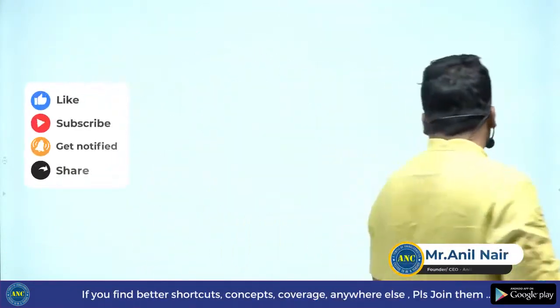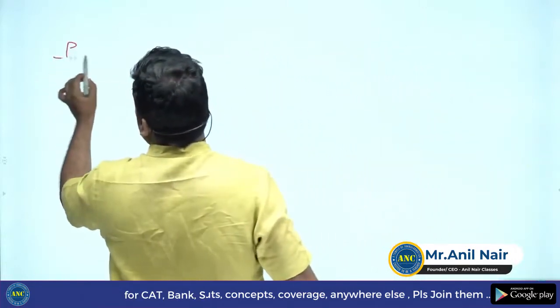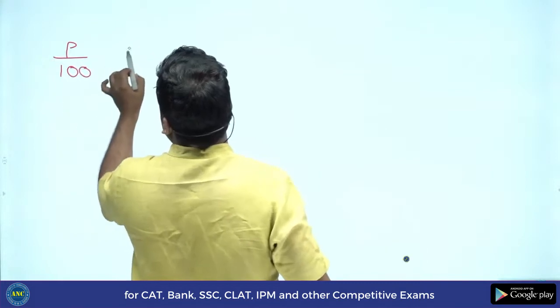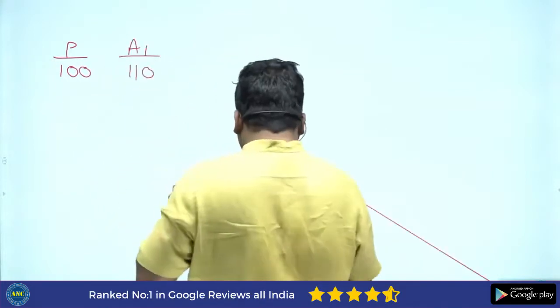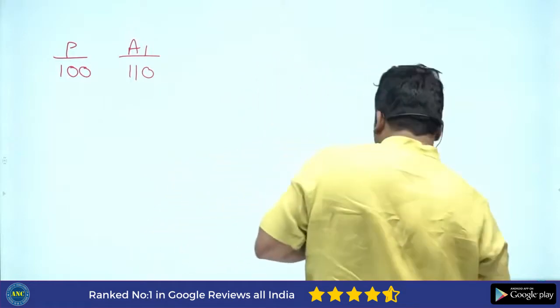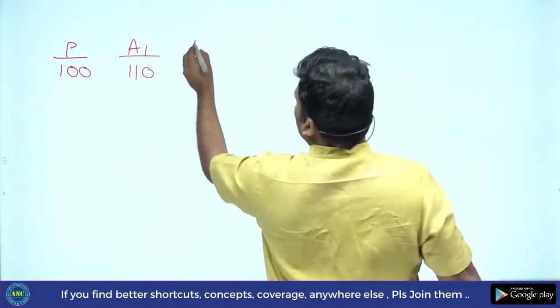Another observation. Now, principal is 100. Amount after first year is 110. Amount after second year is 121.